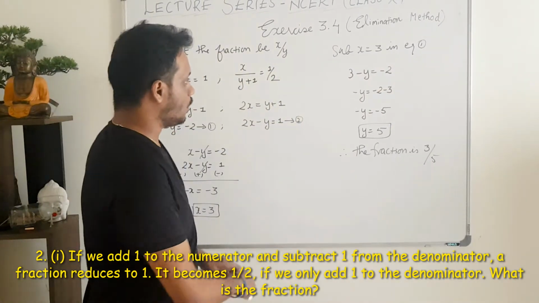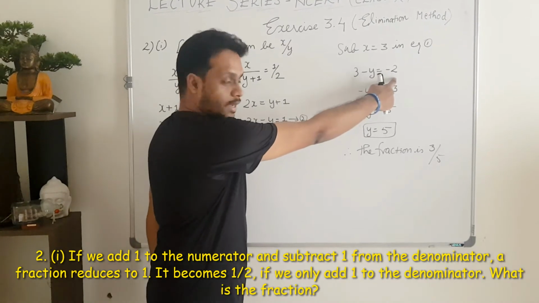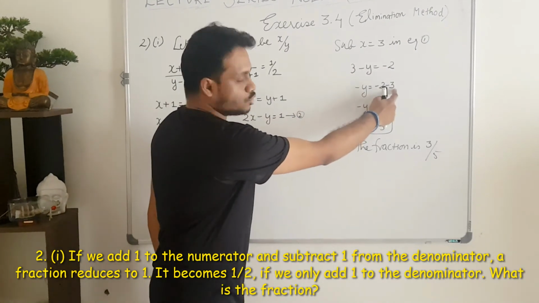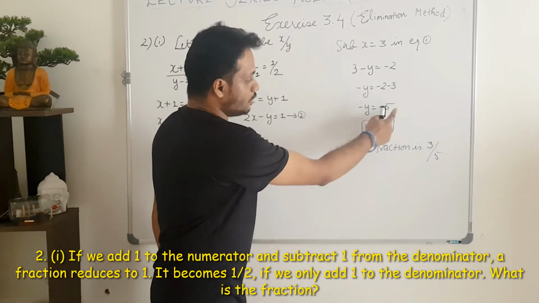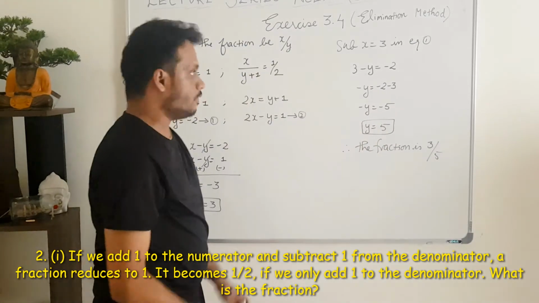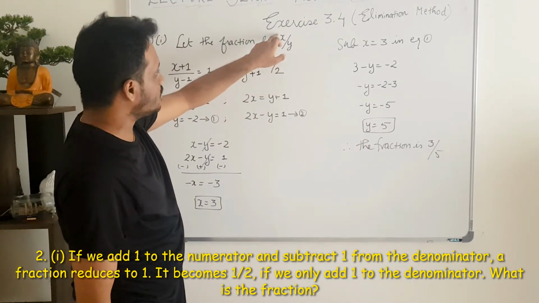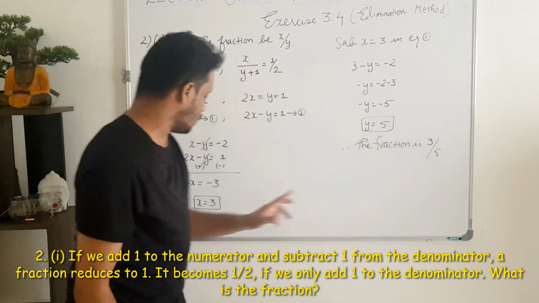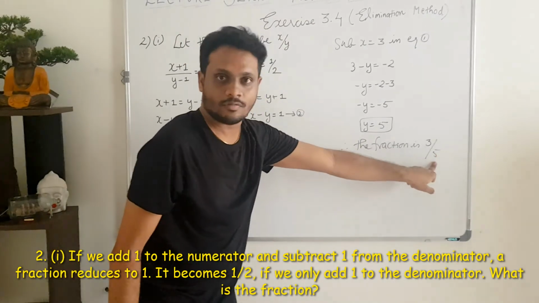So when I substitute in equation 1, I have 3 minus y equal to minus 2. So minus y will be minus 2 minus 3, so minus y will be minus 5, y would be 5. According to our assumption, the fraction is x by y. So our required fraction would be 3 divided by 5.